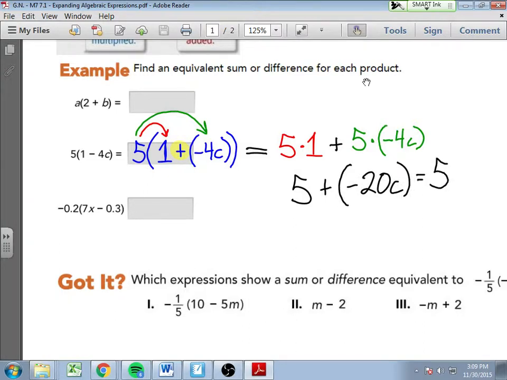Or this can just be 5 minus 20c. So now I turn it back from being plus a negative. I just make it minus, because plus a negative value is the same thing as subtraction.